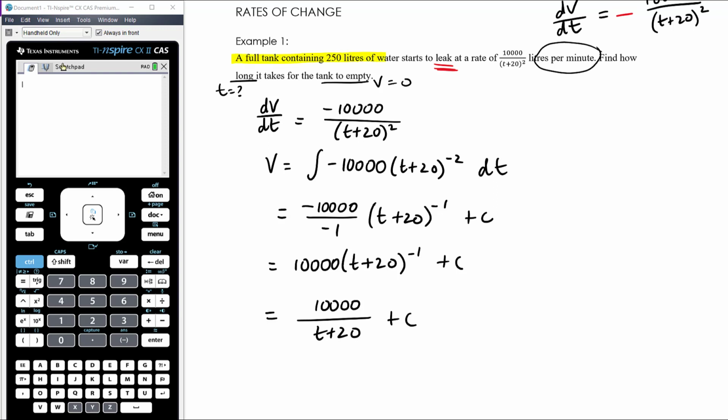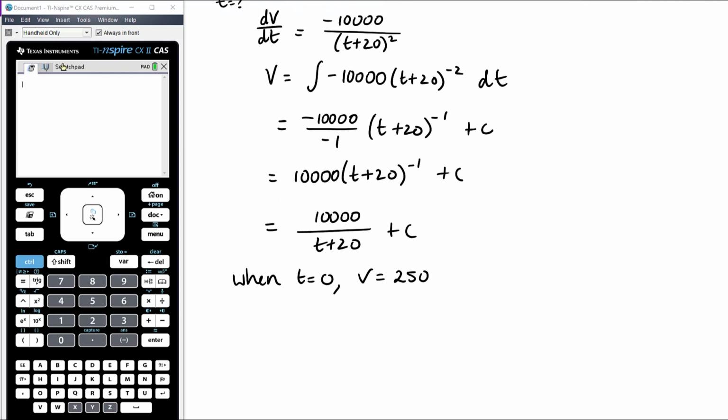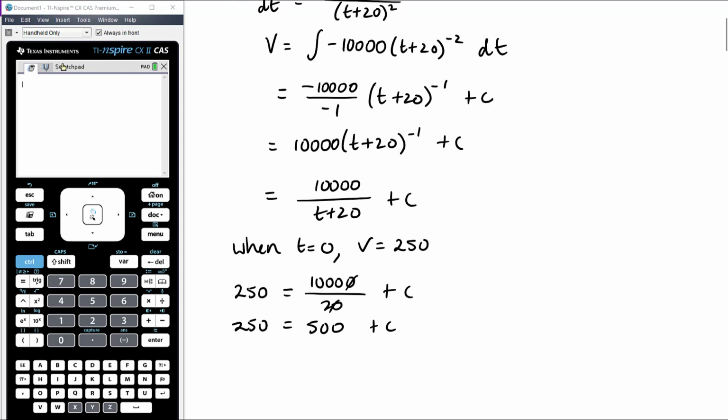So now we need to work out c, and we've got that information. A full tank containing 350 litres of water starts to leak. So we know when t is equal to 0, V is equal to 350. Okay, so let's put that in. 350 equals 10,000 over 20, so that's 1,000 over 2, which is 500, plus c. So 350 equals 500 plus c, and so c is going to be negative 150.